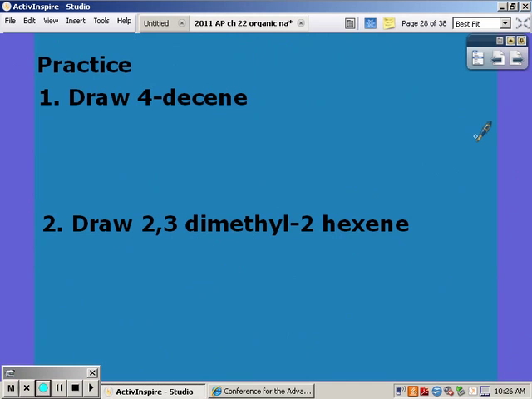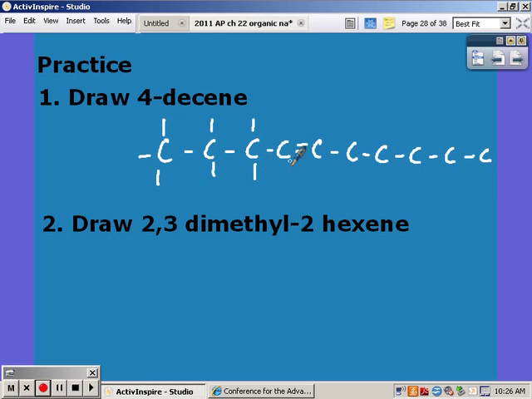So if we are drawing decene, the first thing you need to do, just like earlier, is decide how many carbons your longest chain is. Dec was 10, so we need 10 carbons. The 4th carbon should have a double bond because it ends in -ene. And now we just need to add our hydrogens. Be careful when you get to the double bond because it already has 3, it just needs 1. I'm going to pause the video and try the next one on your own.